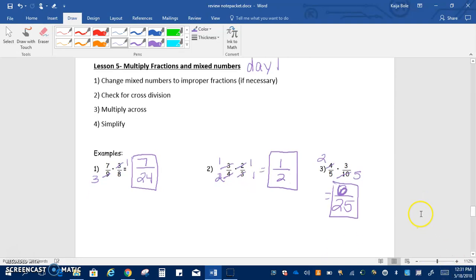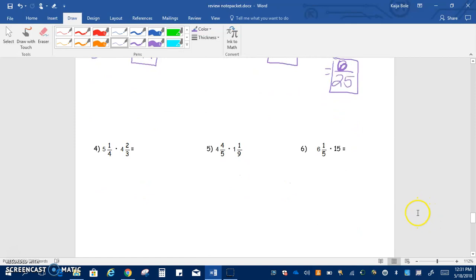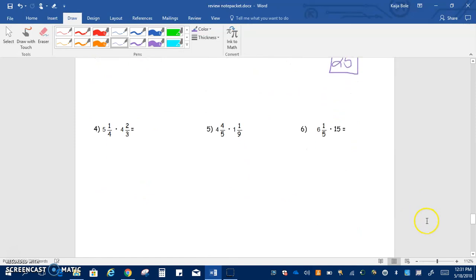Okay, so moving down to the next row, I have mixed numbers. So I need to change these to improper fractions. So there's a few ways you could do it. The way I use is that I multiply up. So 5 times 4 is 20, plus 1 gives us 21. Keep the denominator over 4. And times, same thing, 3 times 4 is 12. Plus 2 would give us 14/3.